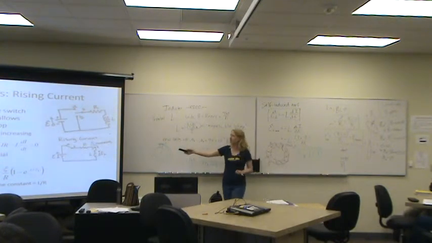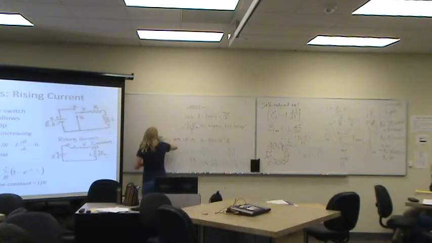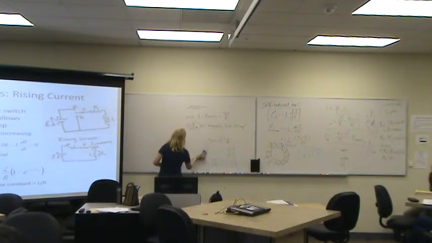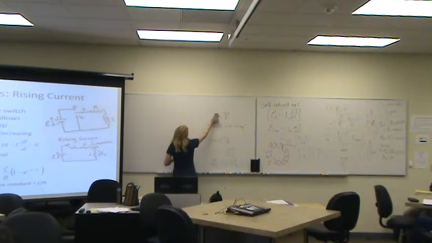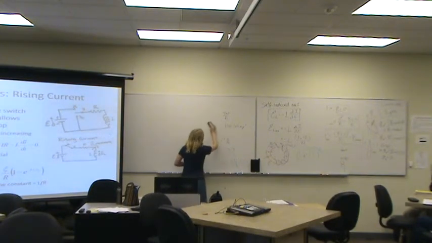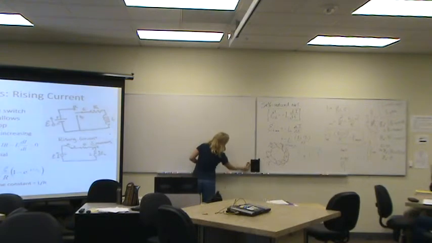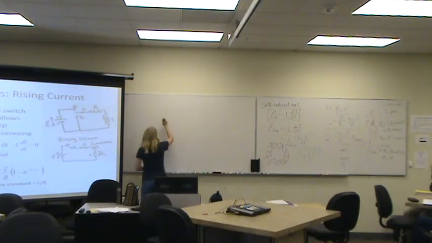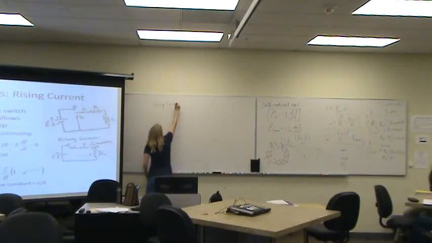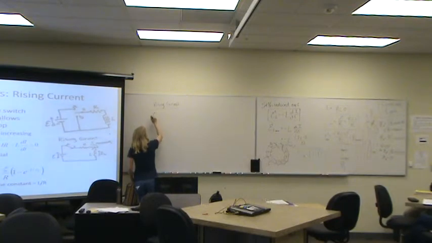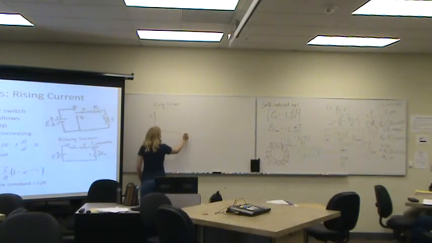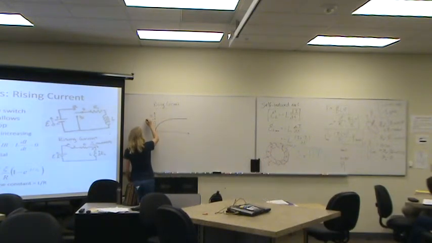This is an important equation to have on the board and in your notes. But what was useful last time was to think about the extreme cases: time equals 0 and time equals infinity. So our rising current case: the current across the inductor is going to approach our asymptote. The max value that the current will be is the EMF of the battery divided by the resistance.